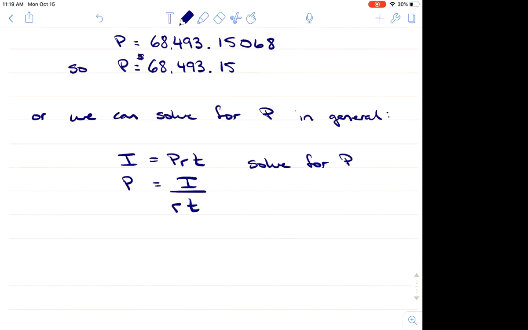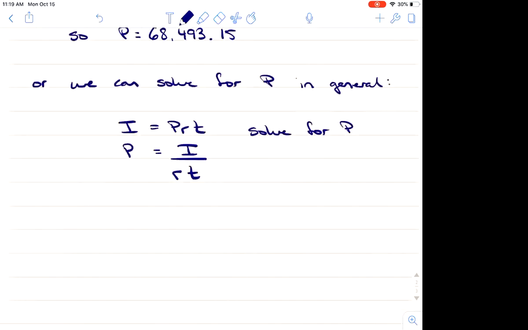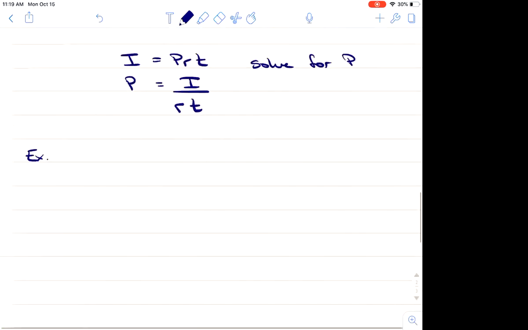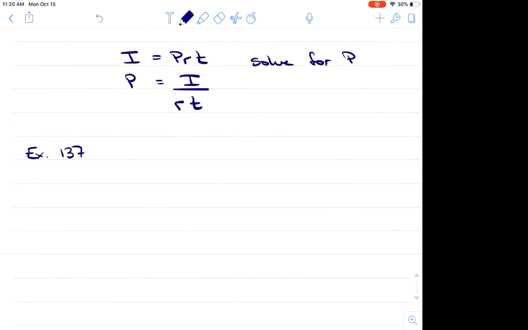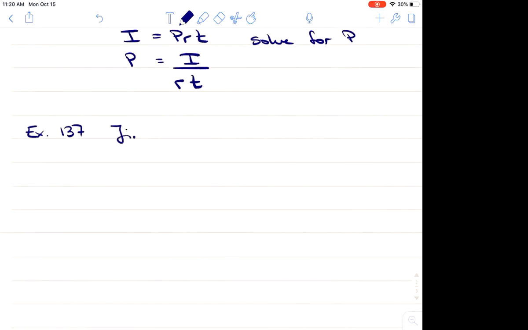So let's do another example. Example 137. Since we're just starting, I've got the first 3 written out, and then the next I'll just steal from the textbook. So Jim's calculations show that the total interest owed to Jill on his $2,700 loan is $315.90. Okay. If he paid simple interest at the rate of 0.9% per month, for how long did Jim borrow the money?